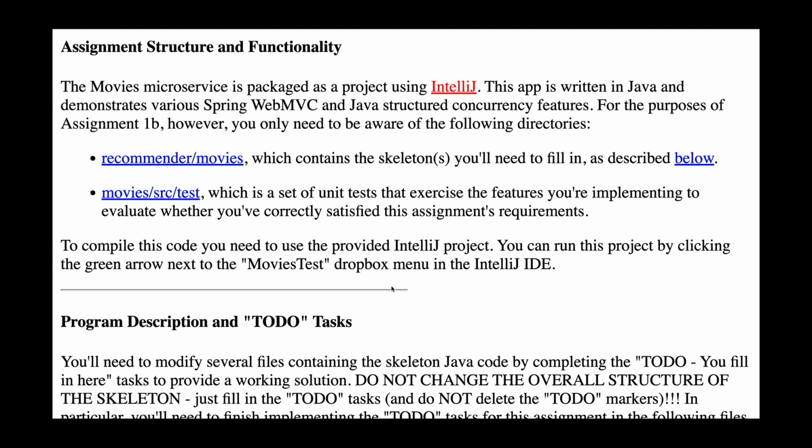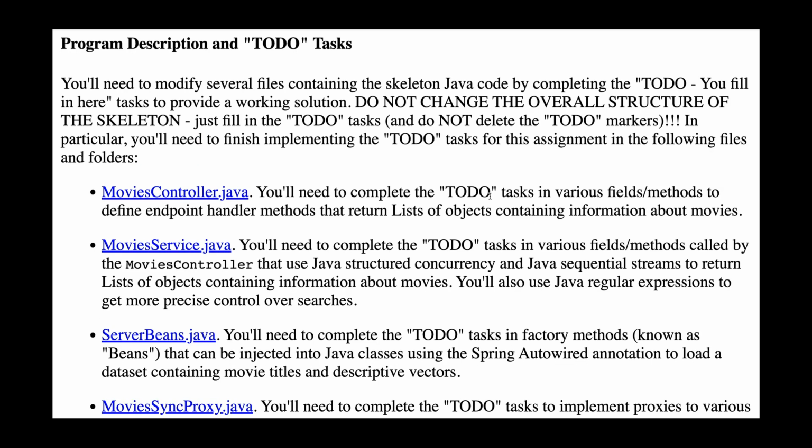To compile this code, you'll need to use the provided IntelliJ project. You can run this project by clicking the green arrow next to the Movie Test drop-down menu in the IntelliJ IDE. You'll need to modify several files containing the skeleton Java code by completing the TODO tasks to provide a working solution. Do not change the overall structure of the skeleton. Just fill in the TODO tasks, and do not delete the TODO markers. If you delete the TODO markers, your code will not be reviewed.